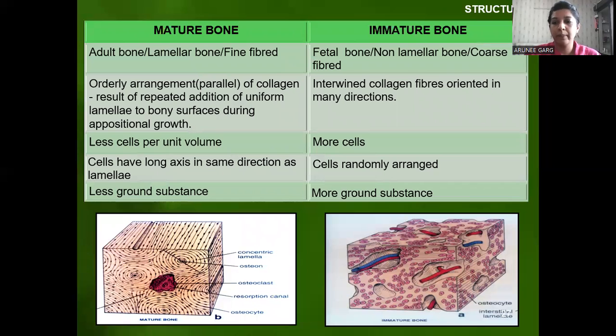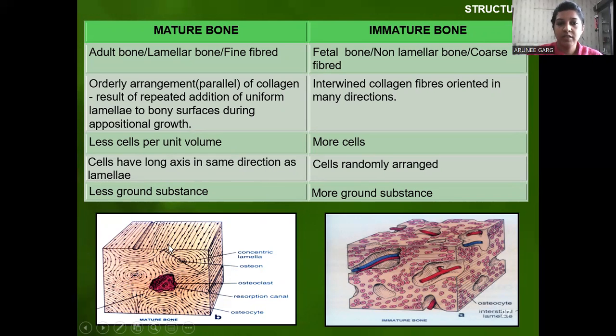Now the differences between mature and immature bone. The mature bone is also known as adult bone, lamellar bone, or fine fibered bone, whereas the immature bone is known as fetal bone, non-lamellar bone, coarse fibered bone. The mature bone has an orderly arrangement of parallel running collagen, as you can see here. This is the cross section. It results in a repeated addition of uniform lamellae to the bony surface during appositional growth. Whereas here in immature bone, you can see intertwined collagen fibers oriented in any direction.